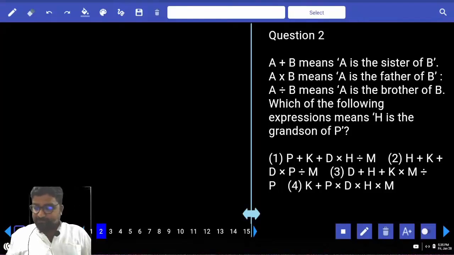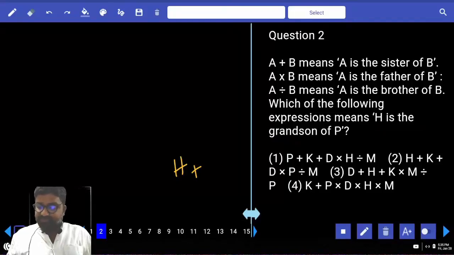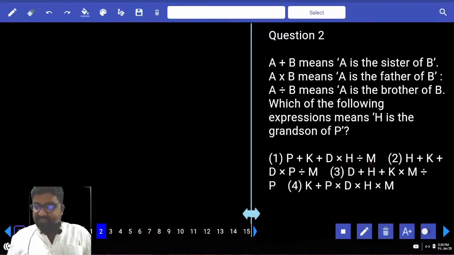What is the question here? H is the grandson of P, and at any cost the gender of H should be male. Now I will tell you one thing, listen carefully. H divided by M. H is the brother of M, and what is H's gender? Male. Second option, H plus K. H is the sister of K.